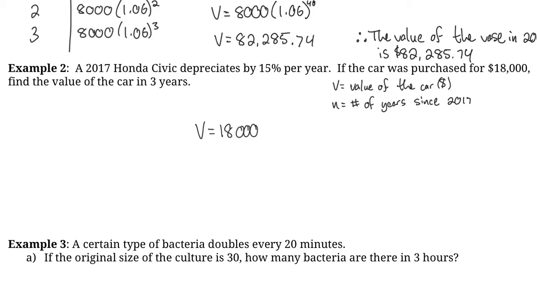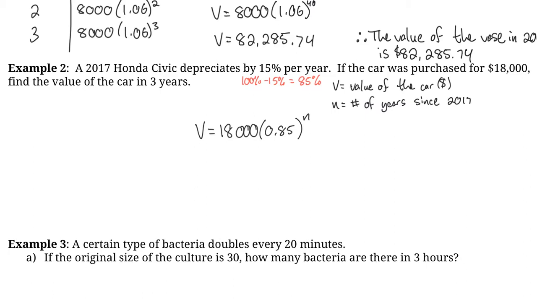So let's look at our question. We know that the Honda Civic depreciates by 15% per year. So what are we going to multiply by? We're not going to multiply by 15%. We know that the car, when it's purchased, is at 100%, and every year we need to take away 15%. So we're subtracting 15% from 100, and that's just 85%. So every year, the value of the car is going to be 85% of the previous year's value. So we're multiplying by 0.85. That's our decaying factor here.